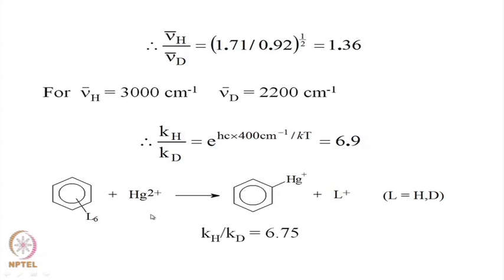And if you take some concrete example, benzene with L6, where L is H or D, and you consider this reaction with Hg2+, then you can get kH by kD equal to 6.75, so almost close to 7. So that means it is a huge amount of isotope effect. And since in this case the Hg plus is directly replacing this hydrogen or deuterium, that's why you are getting a high amount of effect.